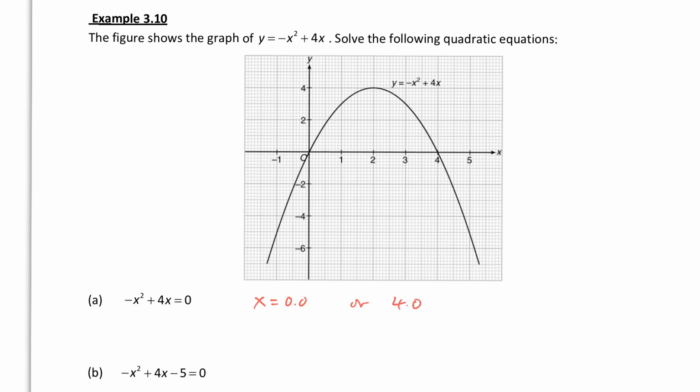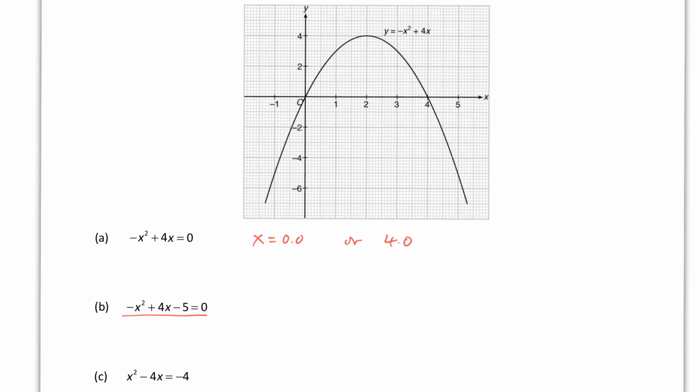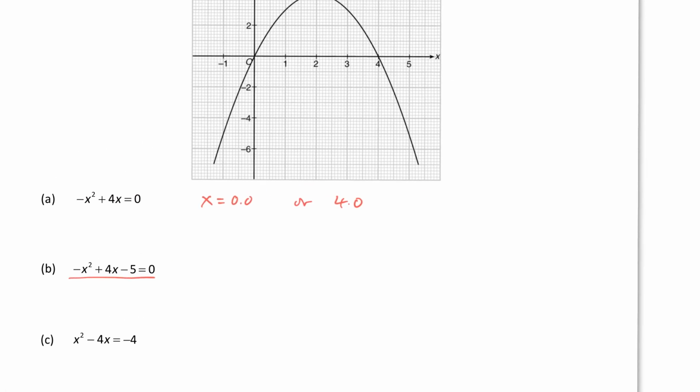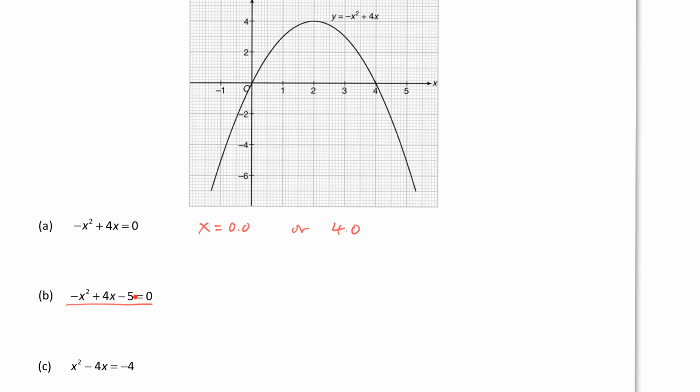How about question B? If I want to use the graph, can you see this time the left-hand side is not exactly equal to our equation. So what can we do? Maybe we need to simplify it to find the corresponding value of y. So I will leave this part on the left-hand side, that means make the left-hand side equal to negative x squared plus 4x. I want to remove this negative 5, so I need to add 5 on both sides.